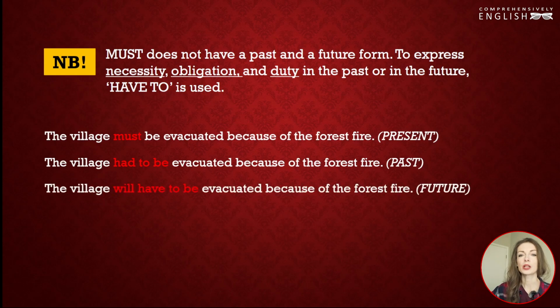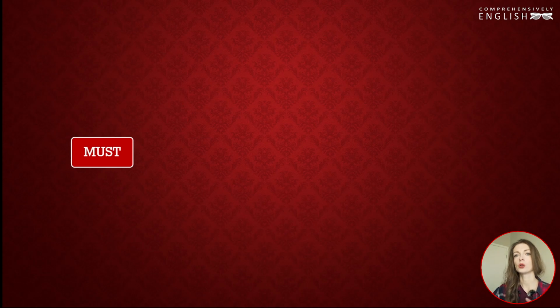The village will have to be evacuated because of the forest fire. Future. It will be necessary in case of the fire, right? We only can use must to express something which is necessary or obligatory in the present. In the past and in the future, we will have to use its substitute, have to. Now let's talk about all the meanings that must has.